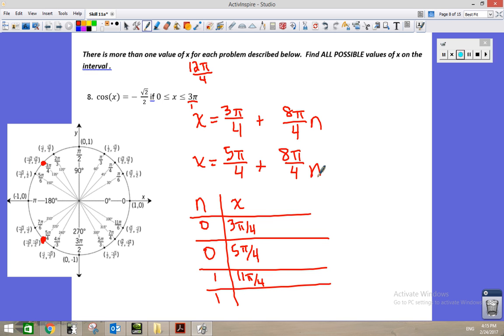What if n equals 1 here? We've got 5 plus 8, which is 13, and 13 is bigger. It is a solution of the equation, but it's bigger than the 12 pi, so they don't want that. All right. So the only solutions of the infinitely many that satisfy this equation are these, the 3 solutions that are between 0 and 3 pi.